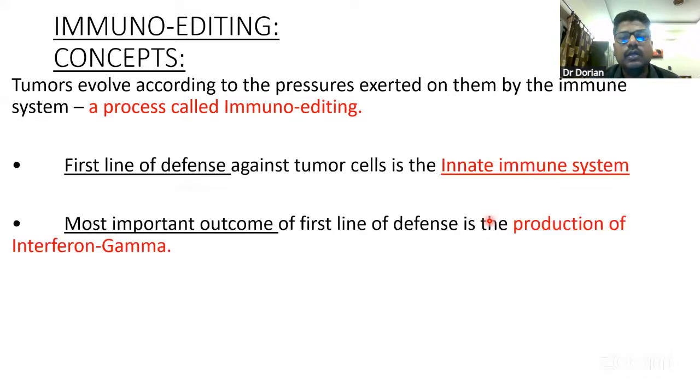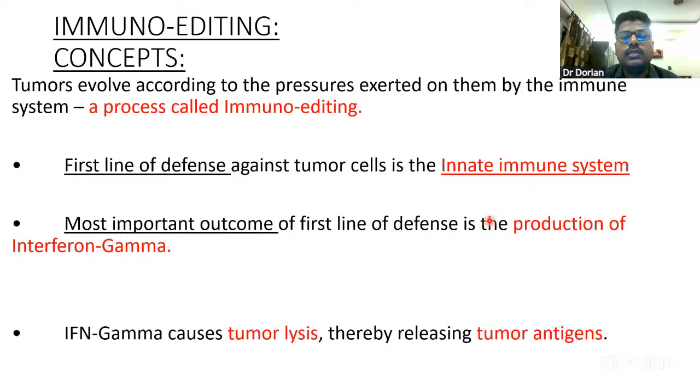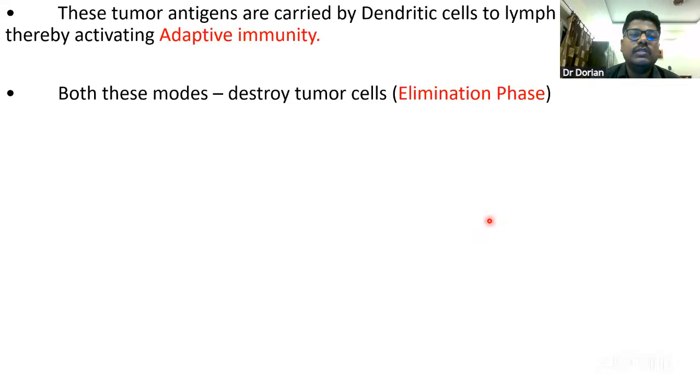The first line of defense against tumor cells is the innate immune system. The most important outcome of first line of defense is the production of interferon gamma. All these are MCQ points, one-liners. Interferon gamma causes tumor lysis, thereby releasing the tumor antigens. Once these antigens are released, they are taken up by the adaptive immunity. By both these methods, the tumor cells are destroyed. This is called the elimination phase.